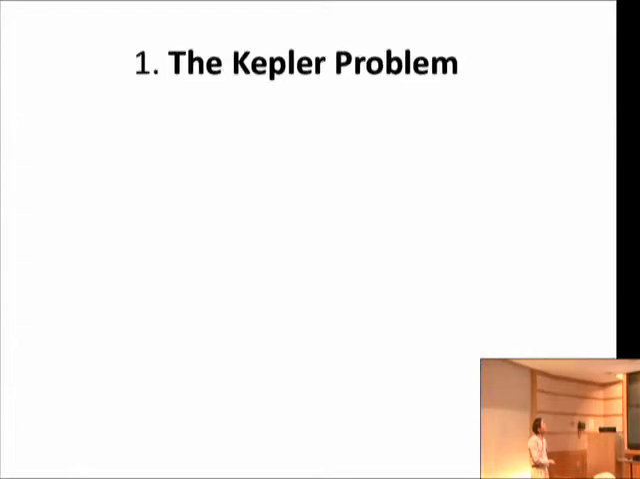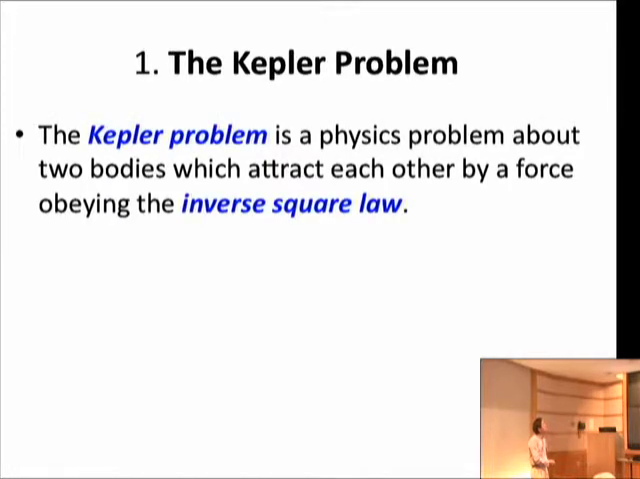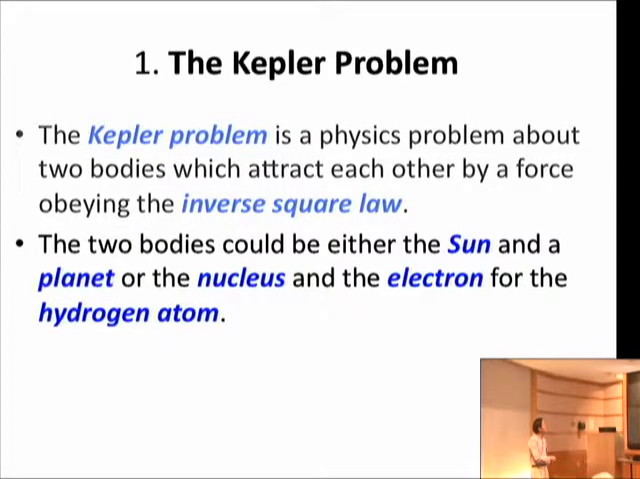Okay, let me talk about the Kepler problem first. As you know, the Kepler problem is a physical problem about two bodies which attract each other by a force obeying the inverse square law. The two bodies could be either the sun and a planet, or the nucleus and the electron for the hydrogen atom, the simplest atom we have. By the way, the two-body problem can be reduced to the one-body problem. So essentially, it's a one-body problem.